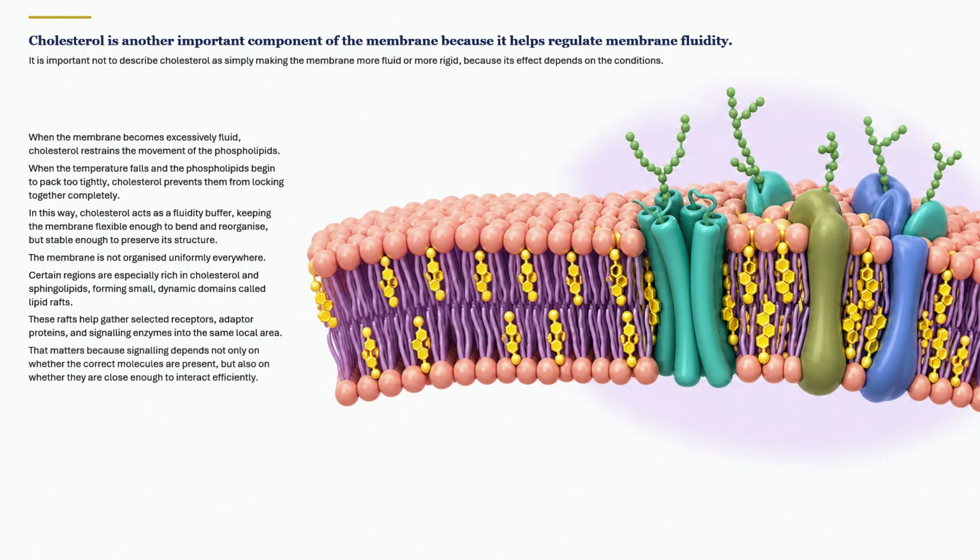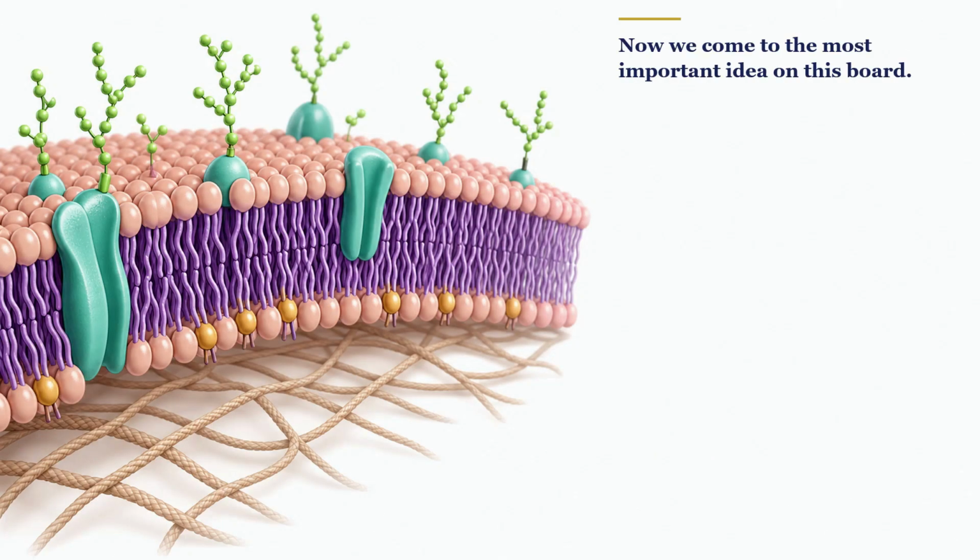That matters because signaling depends not only on whether the correct molecules are present, but also on whether they are close enough to interact efficiently. A lipid raft, therefore, acts as an organizing platform, bringing the components of a signaling pathway into the same small neighborhood. Now we come to the most important idea on this board.